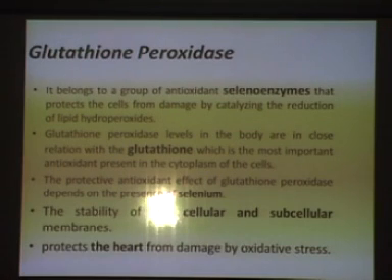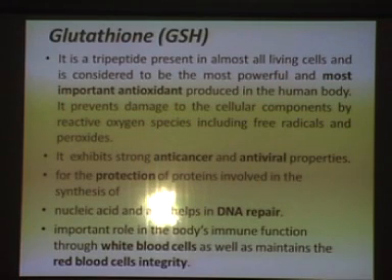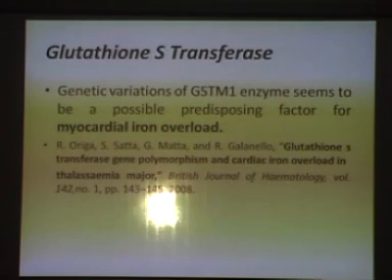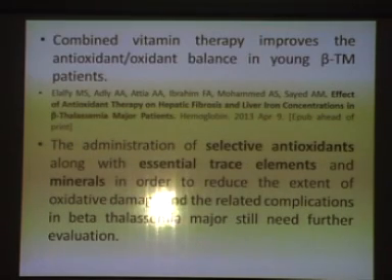Glutathione peroxidase also is important. Glutathione peroxidase activity was increased in thalassemia patients. Glutathione also showed significant elevation. Glutathione S transferase gene polymorphism was shown to be related to myocardial iron overload. Catalase is also another important enzyme which is decreased in thalassemia major patients.